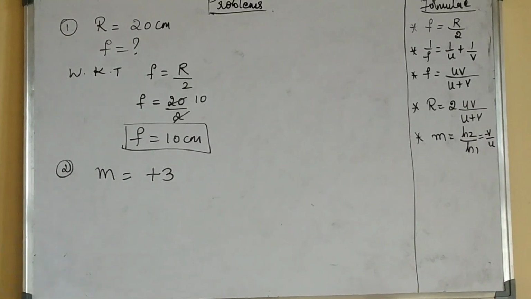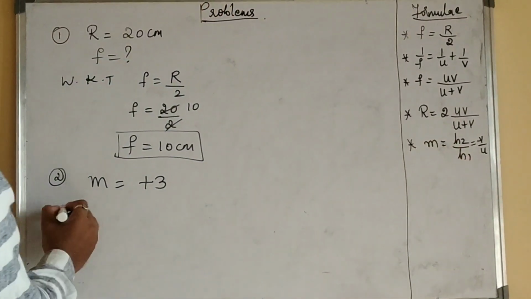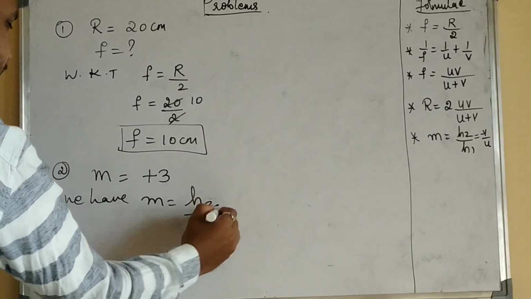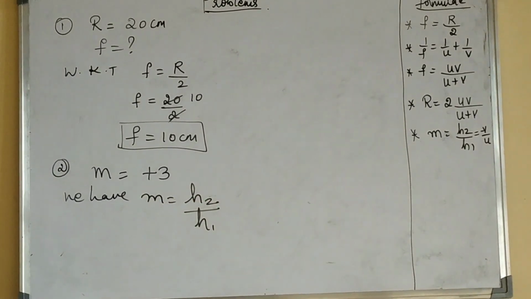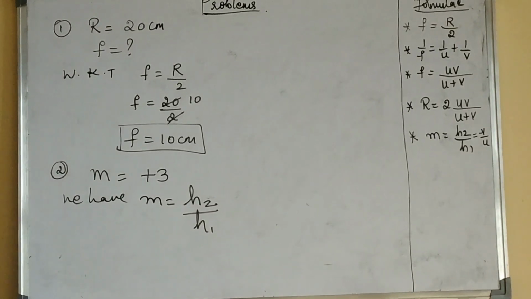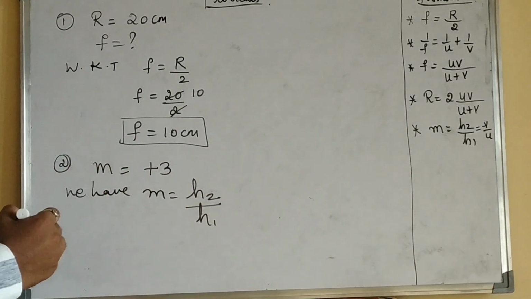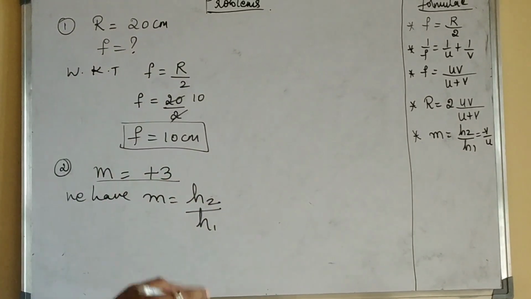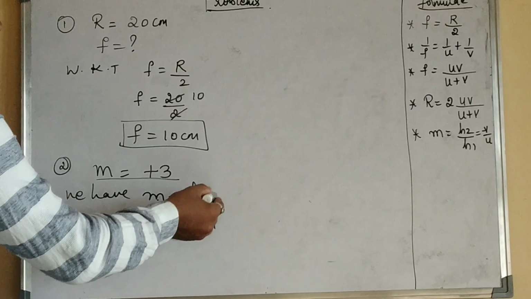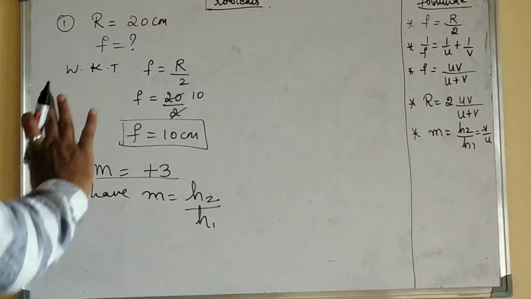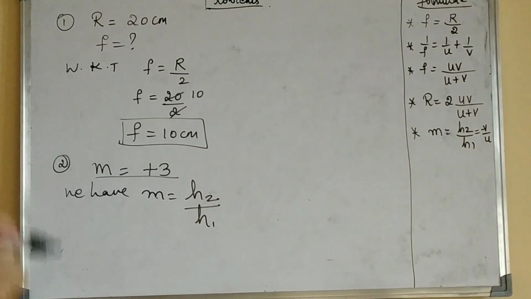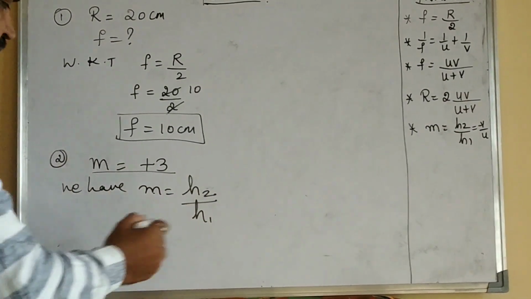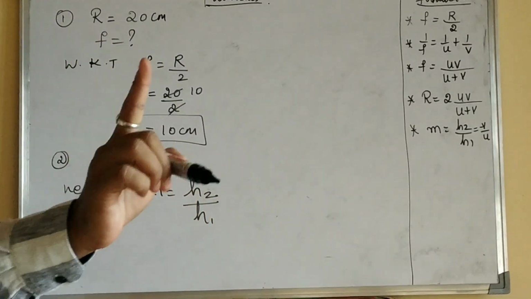Now please think, take this formula: m is equal to h2 by h1, right? Consider only these two cases. Now they are only telling m is equal to +3, means positive value. No need of getting the height of the image or the height of the object. By this only we can tell the nature of the image. How? Now see here. M to be positive means both should be positive, right?